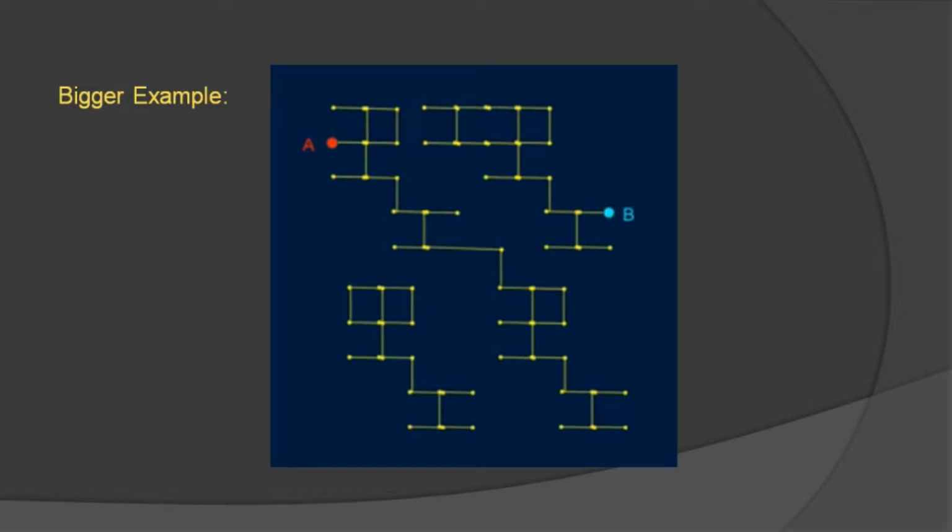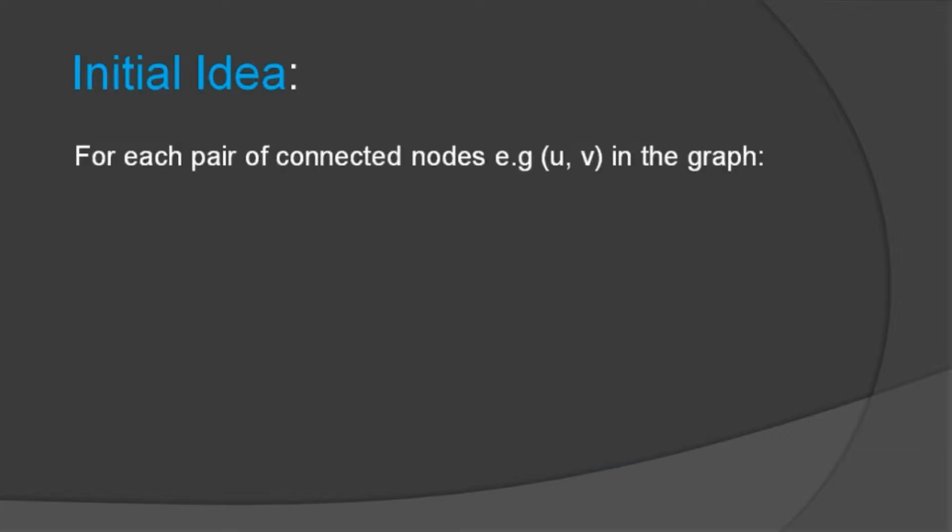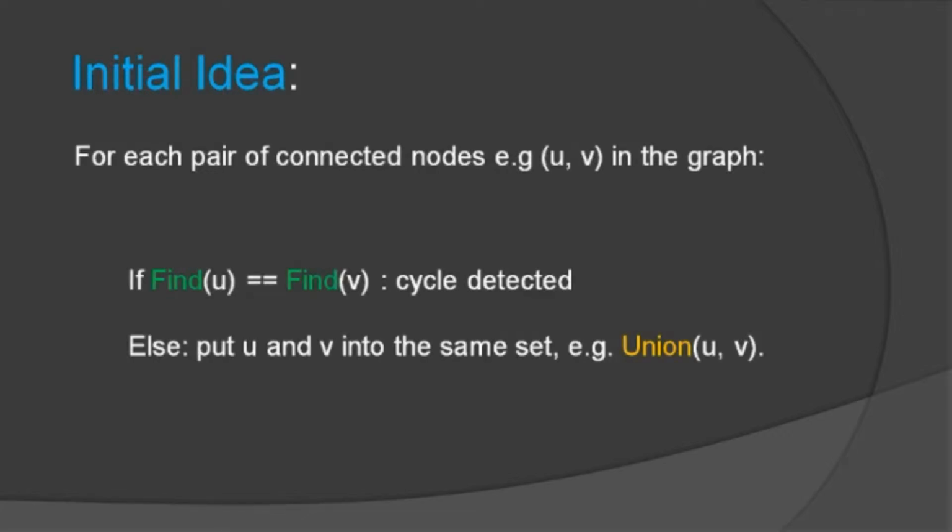So let's go for the initial idea. For a pair of nodes, if find of U and find of V are equal, therefore a cycle is detected. Otherwise, put U and V in the same set with a union operation. This is all the algorithm is. It is very straightforward and very clever.